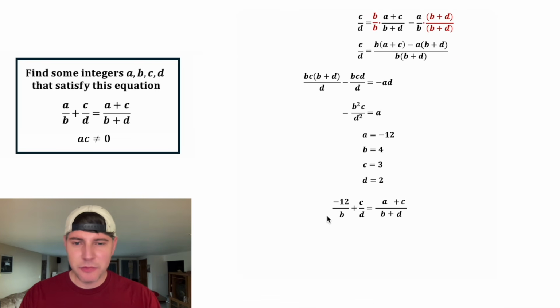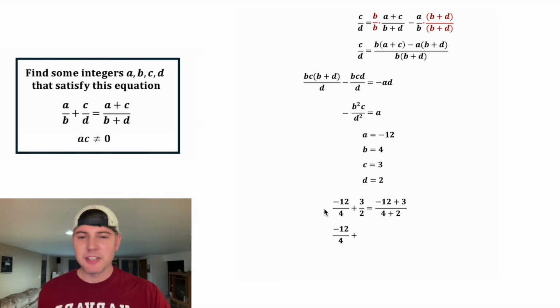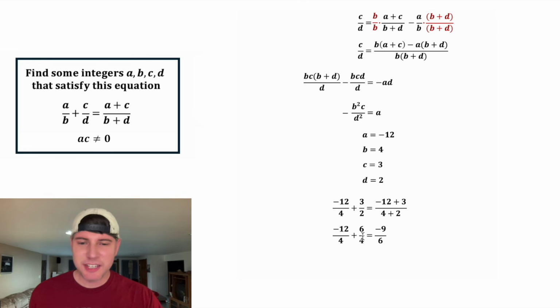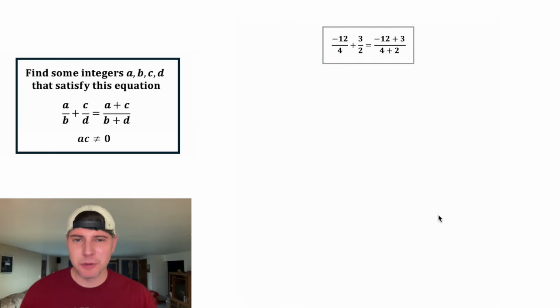It'll be negative 12 over 4 plus 3 over 2. And we're going to see if that equals negative 12 plus 3 over 4 plus 2. Let's simplify both sides and see if they end up being the same number. On the left-hand side, let's give them a common denominator of 4. So it'd be negative 12 over 4 plus 6 over 4. And on the right-hand side, we can simplify these. Negative 12 plus 3 is negative 9, and 4 plus 2 is equal to 6. Negative 12 over 4 plus 6 over 4 is negative 6 over 4, and we can bring down the negative 9 over 6. Each of these will simplify into negative 3/2. So this is one case of integers that works. Let's put a box around it.